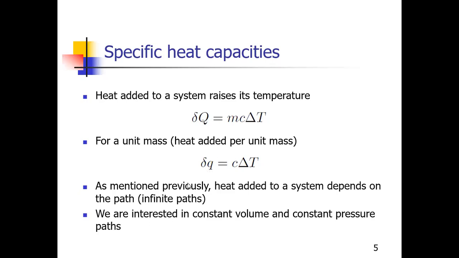So of course there are infinite ways by which you can add heat to your system. You can keep your pressure constant, you can keep your volume constant, you can keep your entropy constant, you can keep your temperature constant. There are actually infinite ways, but we are going to be interested in only two ways of adding heat: constant volume process and constant pressure process. Why is that important? Let me show you why.